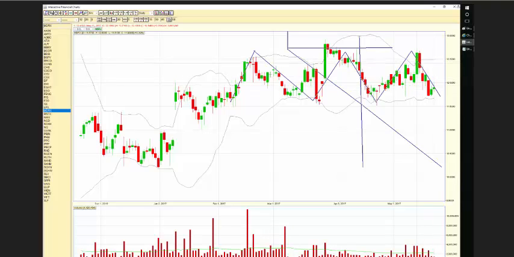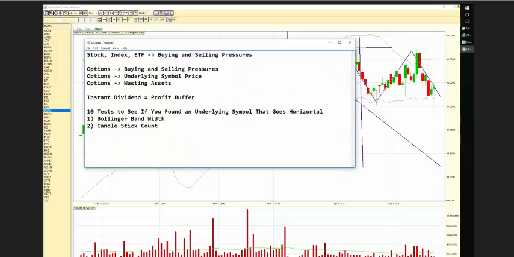Actually, here, we popped out of the Bollinger Bands not more than 5 days ago. But the bigger the number when you're finding these underlying candidates, the lower hanging the fruit is going to be. Candlestick count needs to be a big number.